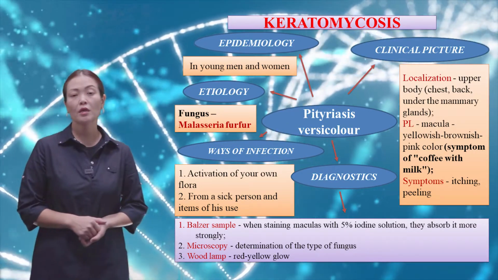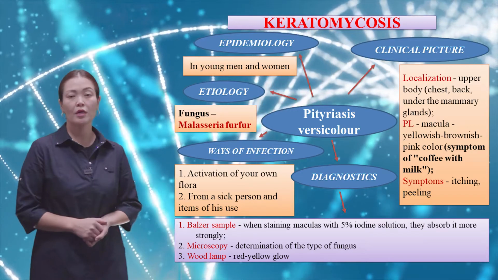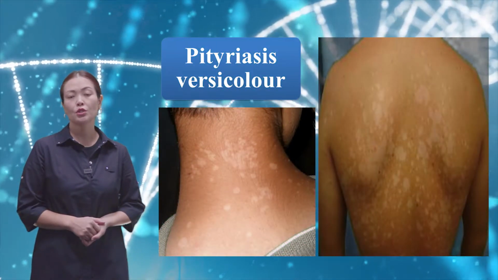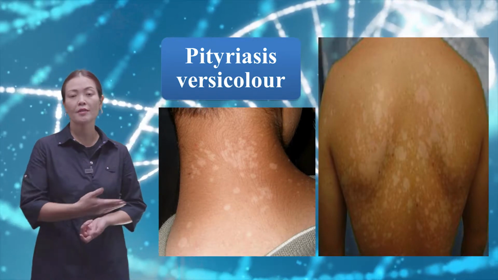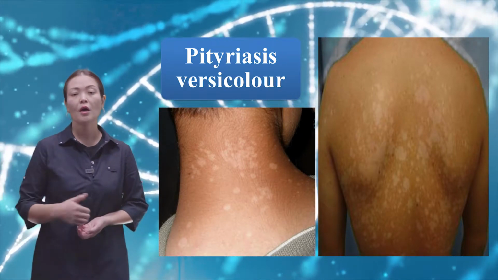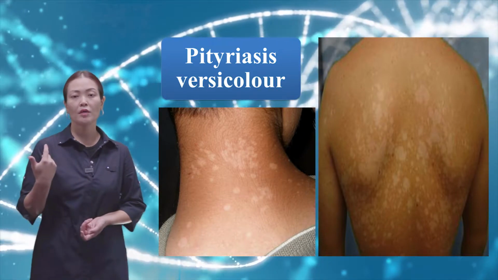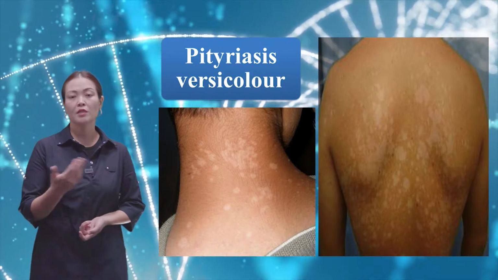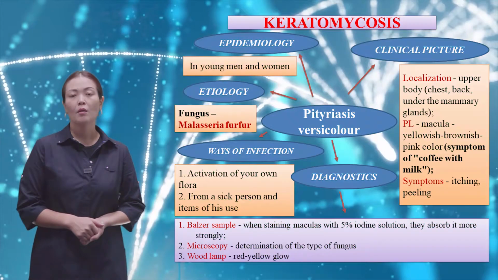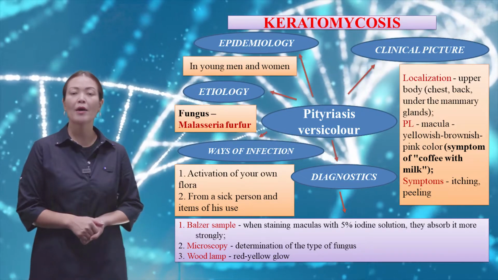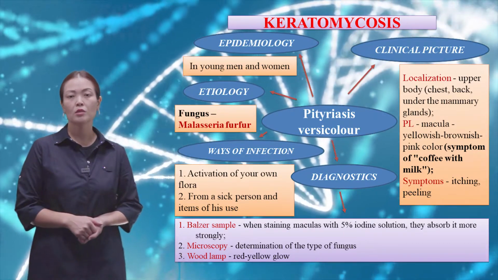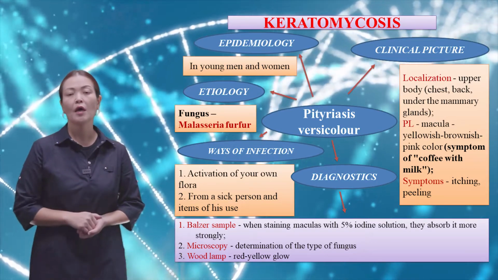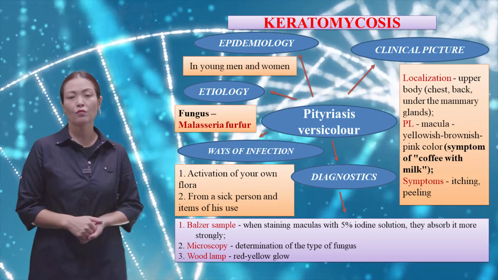So, what can you see in the clinical picture of a patient with pityriasis versicolor? First of all, it is localization. Mostly the changes in this disease you will see on the upper part of the patient's body. It can be the chest region, the back, the neck region. If it is a woman, it is mostly placed between the mammary glands. The primary lesion for these patients will be a macula. Remember, a macula is a solid type of skin lesion which is not elevated, always flat, and we can't palpate it. And a macula is always a change of skin color.